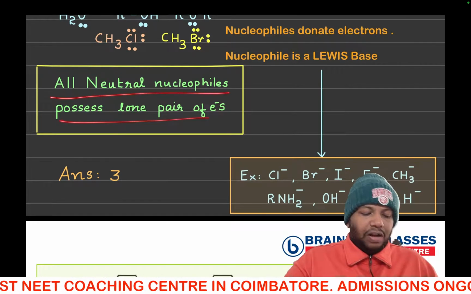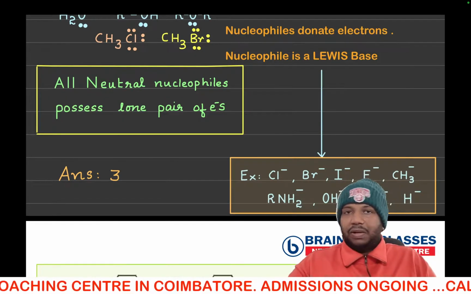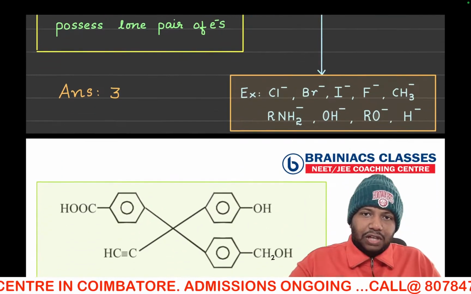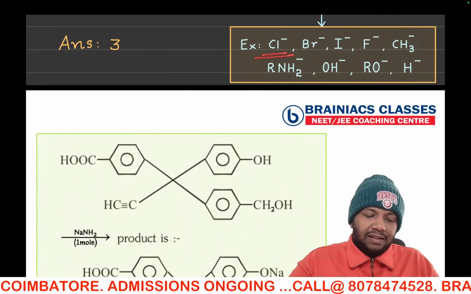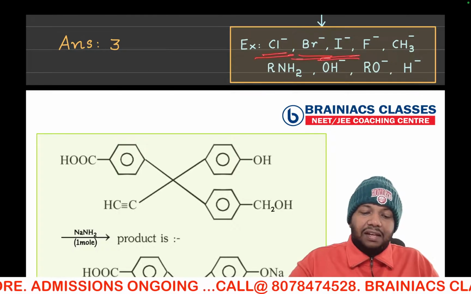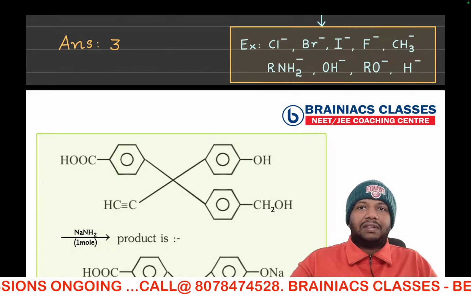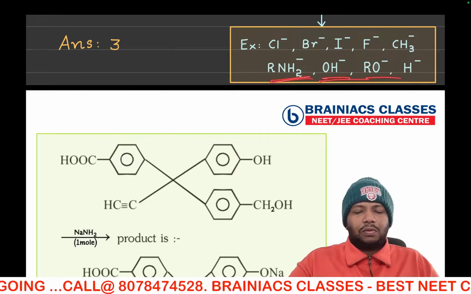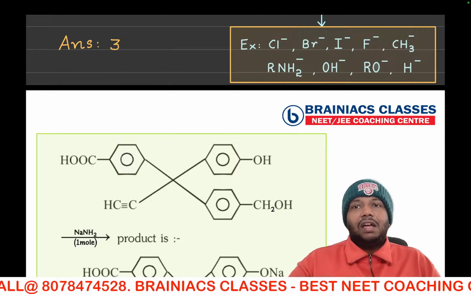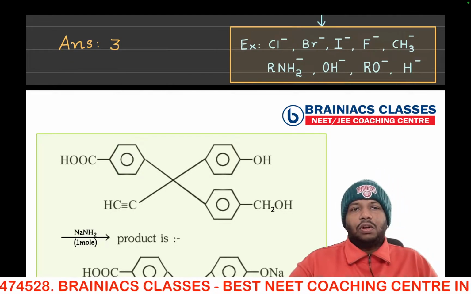Okay, this is a very important tip. All neutral nucleophiles possess lone pairs of electrons. We have seen that. These are examples of charged nucleophiles. You can see Cl minus, Br minus, I minus, F minus, CH3 minus, RNH minus, OH minus. So negative charge is present. I can easily say it's a charged nucleophile.